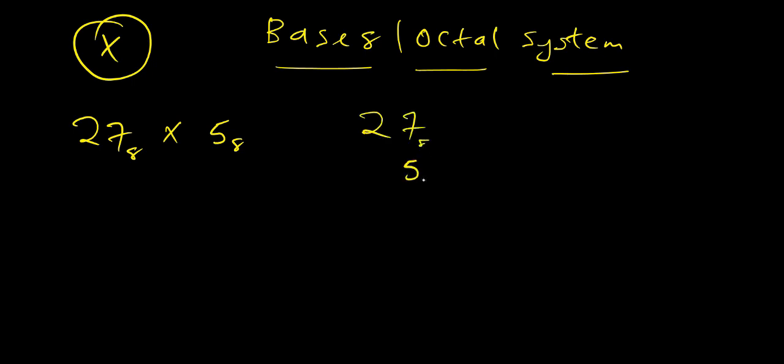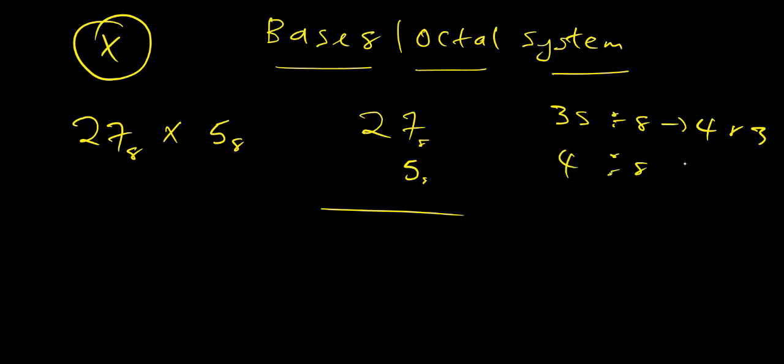So we have base 8. So we're going to multiply. 5 times 7 is 35. So we're going to convert. So 35 divided by 8 is equal to 4 remainder 3. Then we have 4 divided by 8, so we have 0 remainder 4. So this is now 43. So we're going to write down 3 and we're going to carry 4.